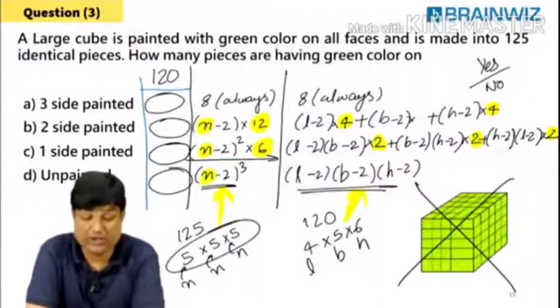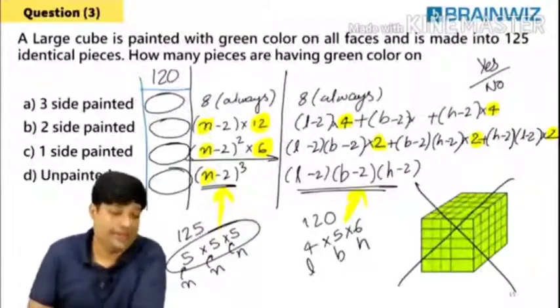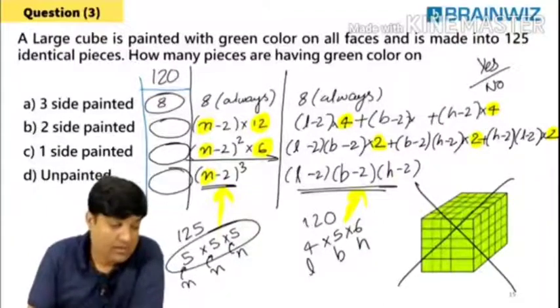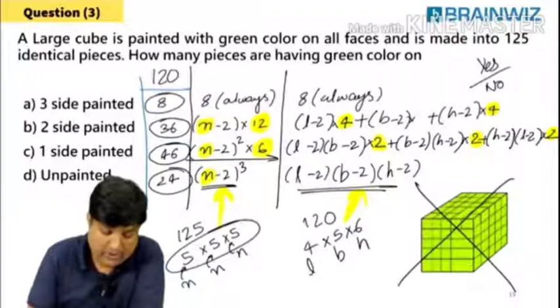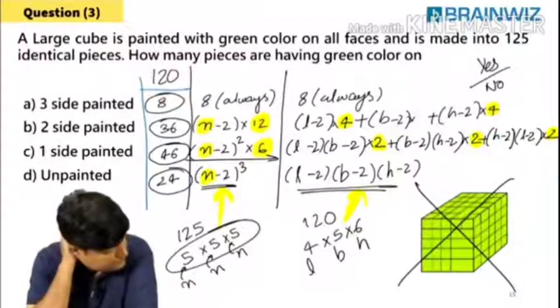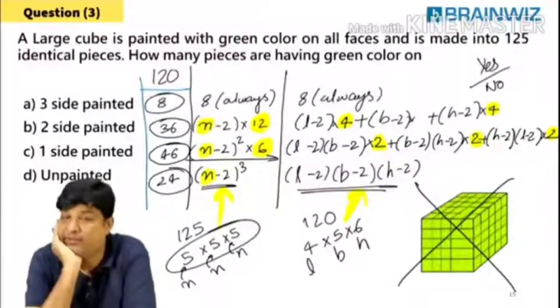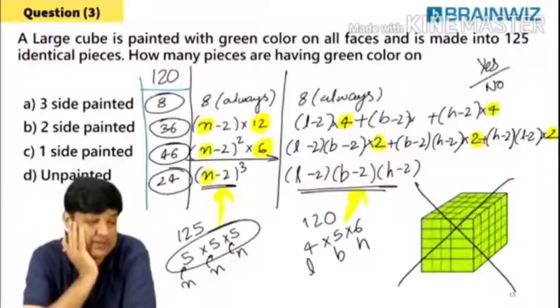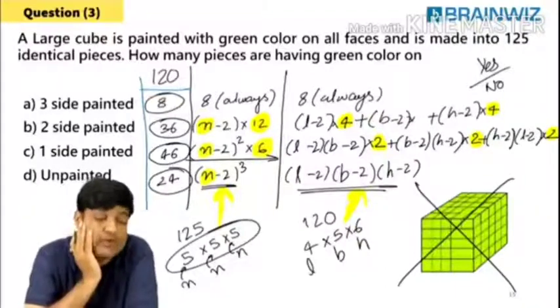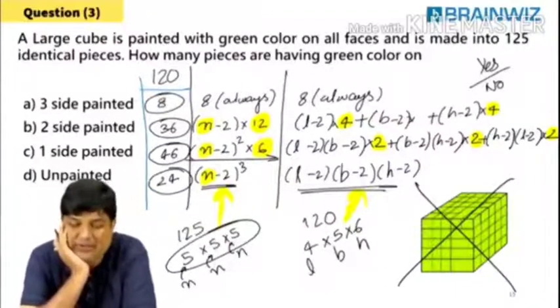That is 8, 36, 46, 24. Faster, everyone. Have you all got the same answers? Yes, Aniket also says the same answers, so definitely the answers are good.